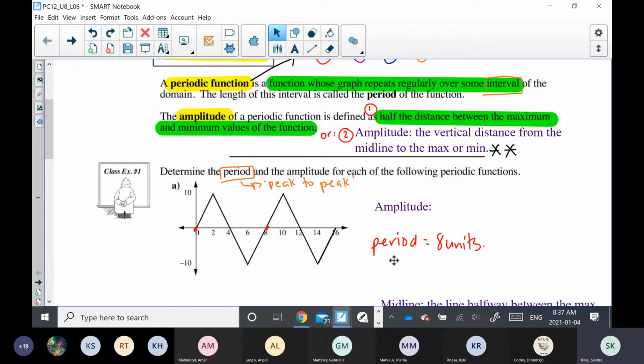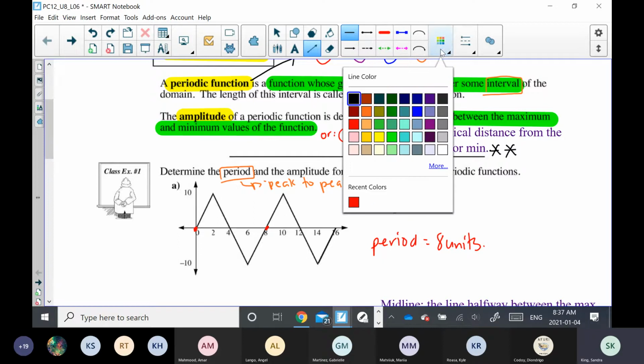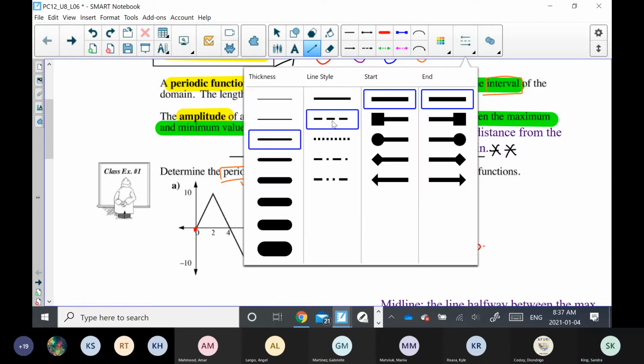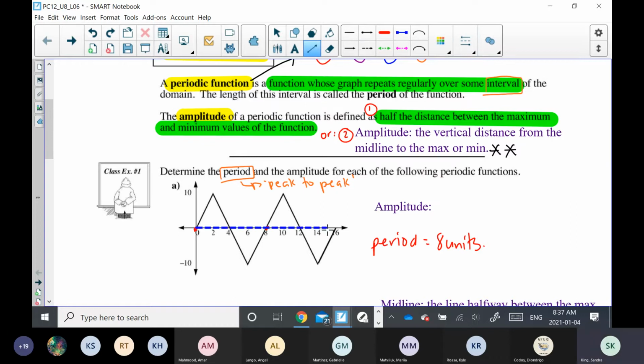Okay, the amplitude of the graph. So what it says here for number 2, it's the vertical distance from the midline to the max or the min. So the middle of this graph, if I said, where's the middle of this graph? You'd say, okay, this peak is at 10, this peak is at -10. So I hope that everybody sees that the middle of this graph, and I'm just going to change the color, is at 0. That's the middle of the graph.